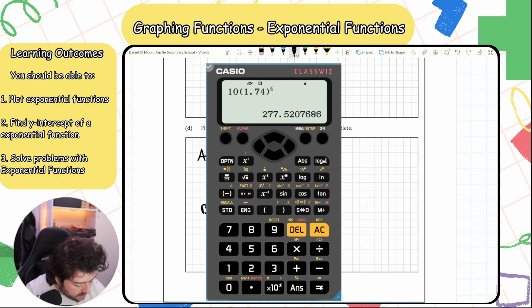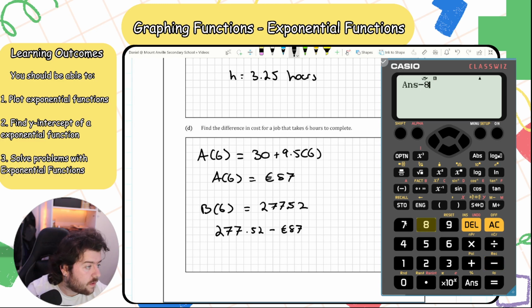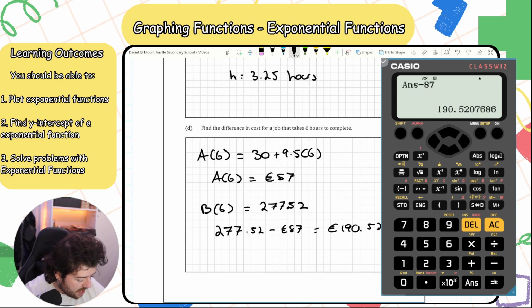So the difference, so it's going to be 277.52 minus €87, which is going to be equal to a difference of €190.52.